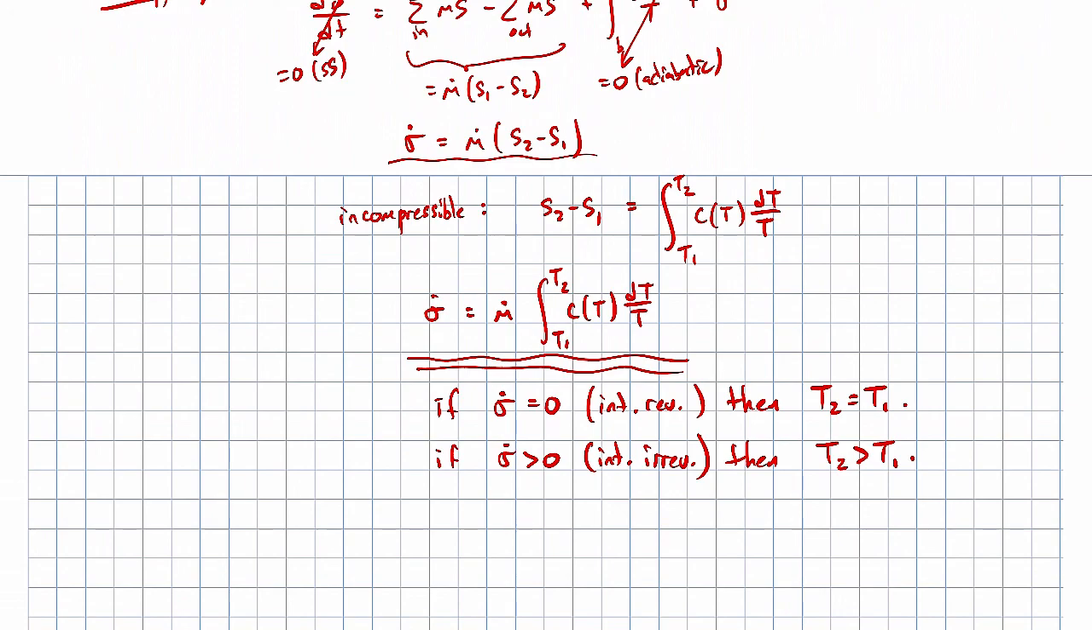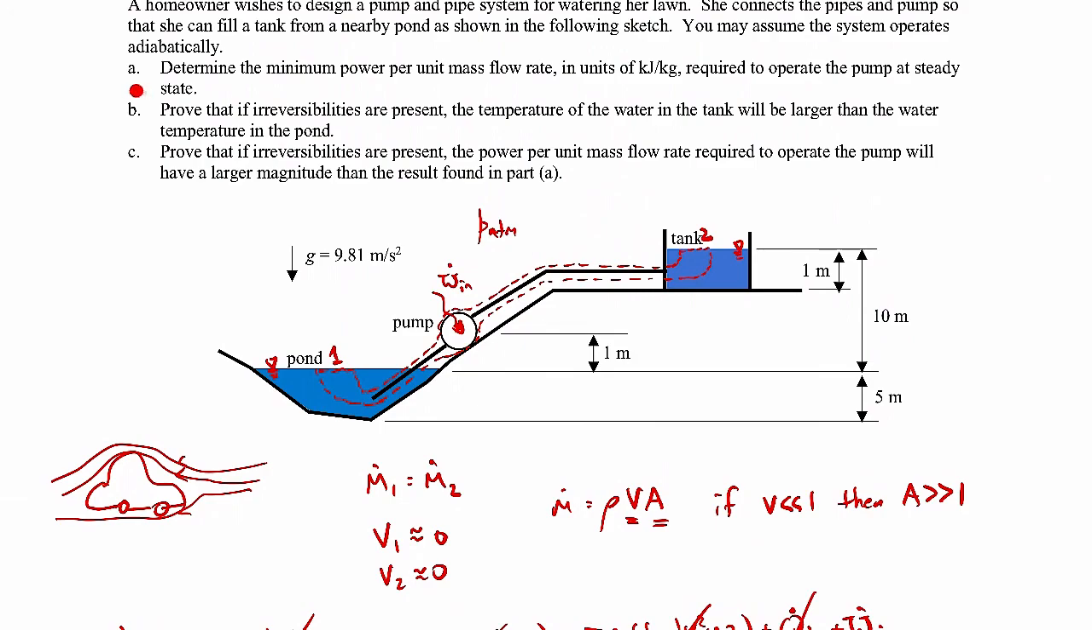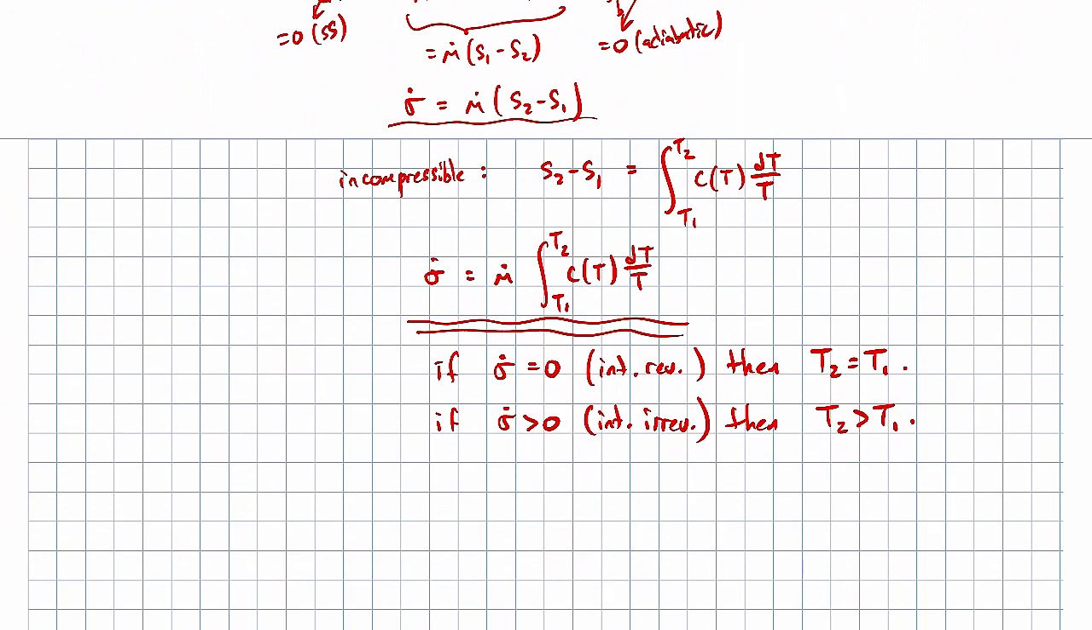So this is our, if you go back up to part B, prove that if irreversibilities are present, the temperature of the water in the tank, that's our point 2, will be larger than the water temperature in the pond, our point 1. So that comes directly out of the entropy equation. You can see that right here. Keep in mind that the specific heat is always a positive number, and the absolute temperatures are always positive numbers. So that's why if sigma dot is positive, then this integral must also be positive, and that means T2 must be greater than T1. Okay.